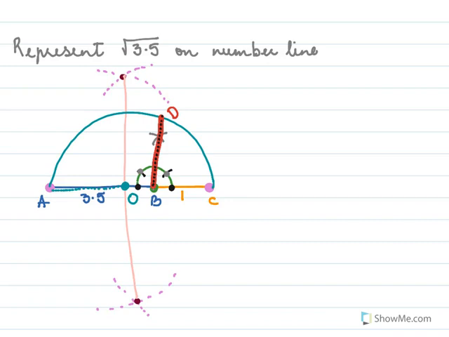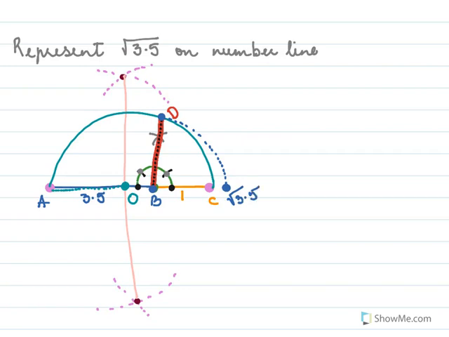You will keep your compass at B and take the measure till D, and then with the same B as the center, you will draw an arc and see where it cuts your number line. So this point is important. This point here, you will mark it as under root 3.5.